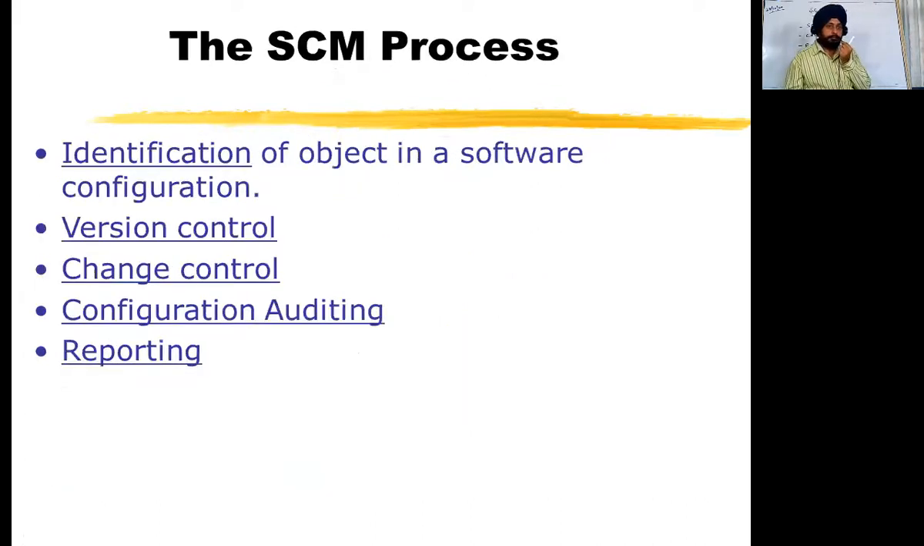Next. So the SCM process, what does it have? One is the identification of the objects in a software, then the version control, then the change control, then configuration auditing, and the reporting. We will go through it one by one.